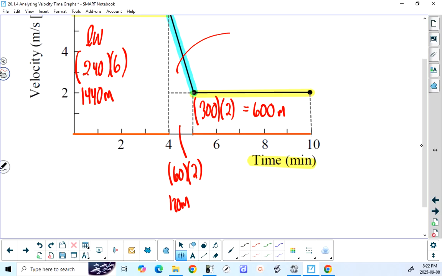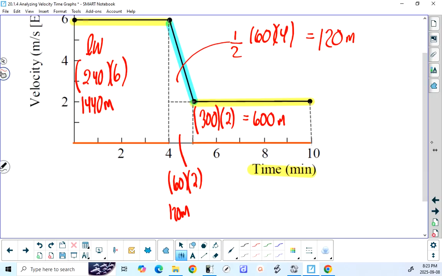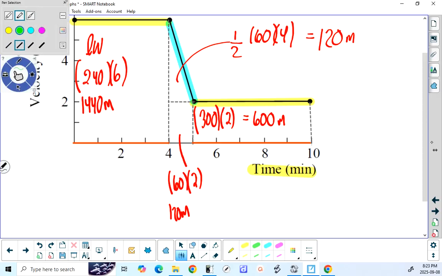This is a triangle, 1/2 times the base. The base of this triangle is 1 minute, which is 60 seconds. The height from 2 to 4 is 4 meters per second. So we multiply that out and I get 120 meters. And now what we have to do is, well, 2 things. We want to check all of the calculations and then add up all of these blue numbers, 120 meters, 1,440 meters, 600 meters, and 120 meters.